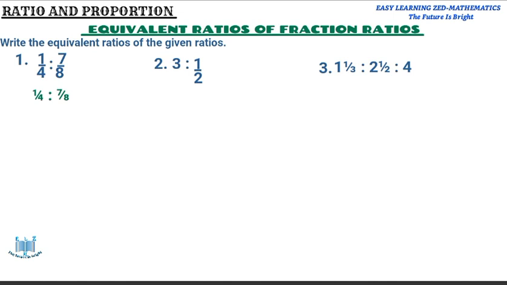So what we're going to do is find the smallest number that 4 and 8 can go into. We can see that 4 can go into 8 and 8 can go into 8. So we're going to use 8. 8 is going to be our lowest common multiple of 4 and 8. So we're going to write 8 as the denominator of both fractions. Okay, like that.